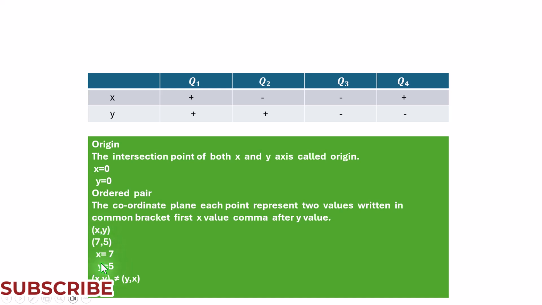This order is significant in coordinate geometry. (x, y) is not equal to (y, x). In (x, y), the first value is always the x value and the second value is always the y value, written in brackets. This is called a coordinate pair.